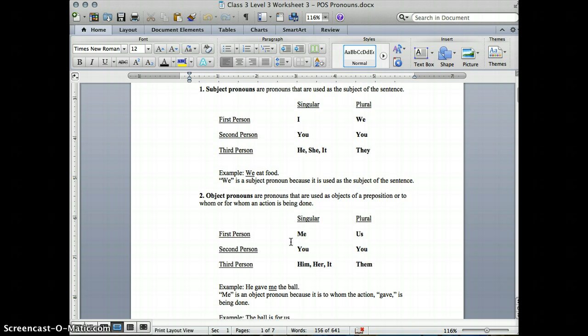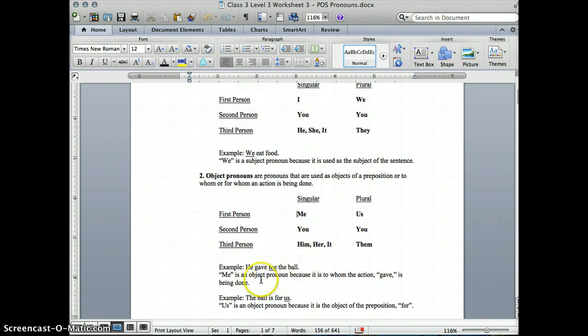There are a lot of examples you can do with these, but first we're going to look at an example with object pronouns. If you look here, we see "he gave me the ball." Me is an object pronoun because it is to whom the action was done. He gave me the ball. Who is the ball being given to? It is being given to me.